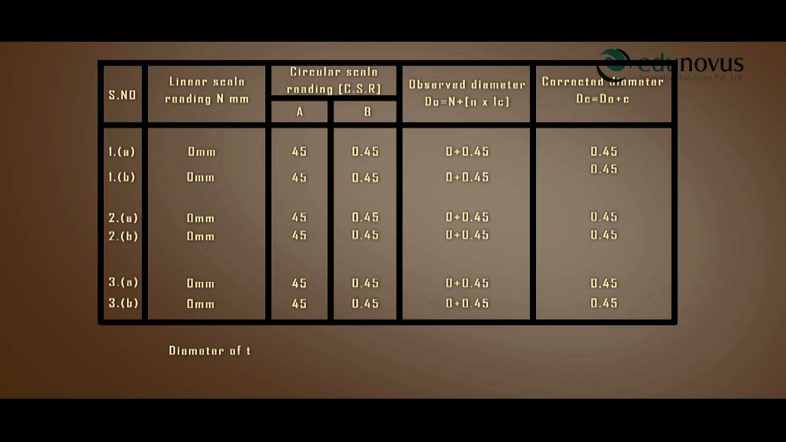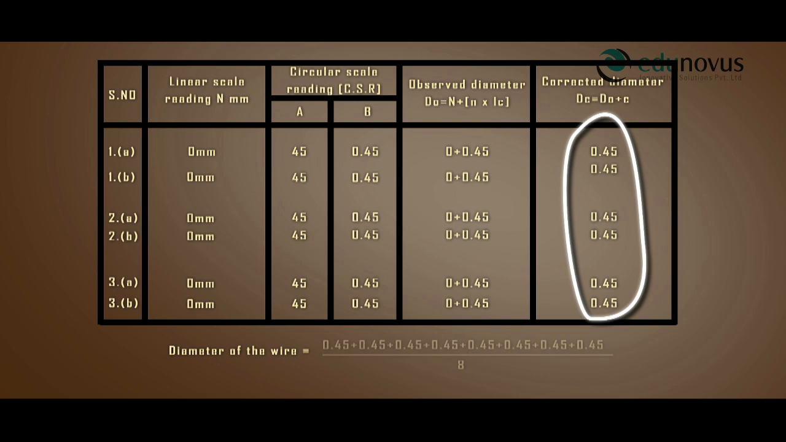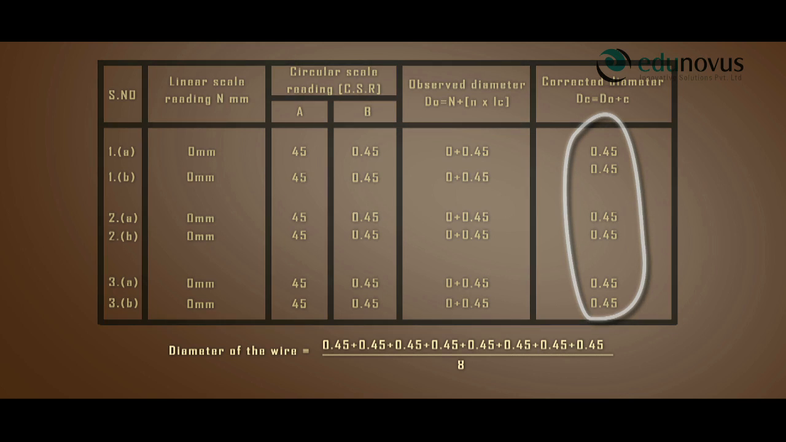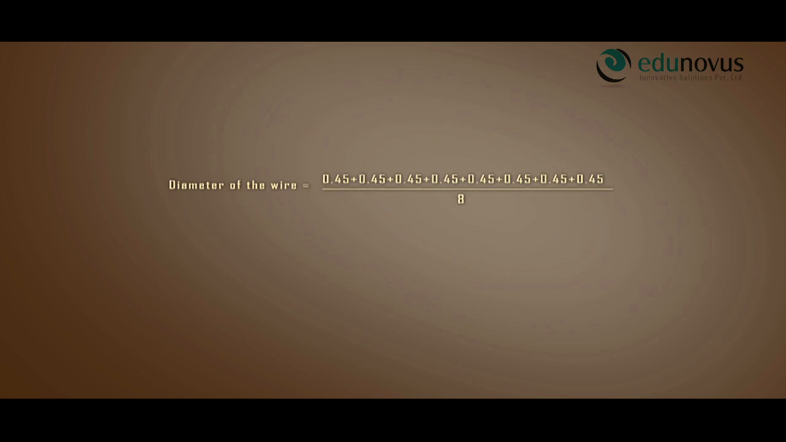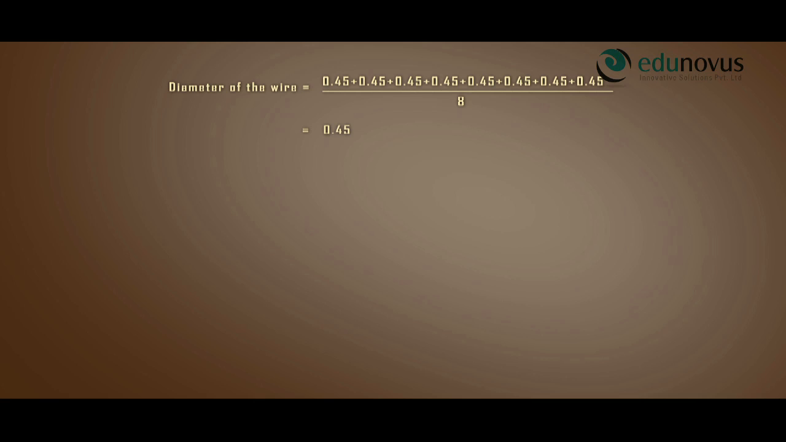Diameter of the wire is equal to 0.45 mm or 0.045 centimeters.